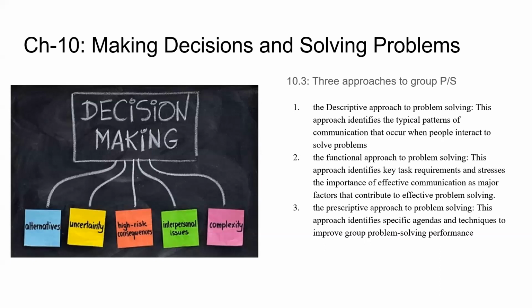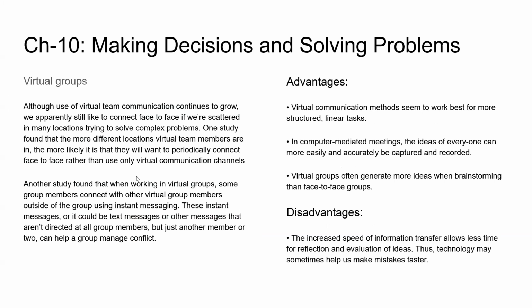So, all right, virtual groups. We talked about this also because that's you. There are advantages to that, and there are disadvantages. We found that for structured linear tasks, which is our assignments, virtual groups are pretty good. And also in community mediated settings, that's also really good because you can record everything. So if you're using Discord, you should be recording it theoretically, and then at least get the text chatter down and post it in the Canvas discussion, make sure everyone gets their points, right? So I can then see what was going on. Virtual groups often generate more ideas when brainstorming than face-to-face groups.